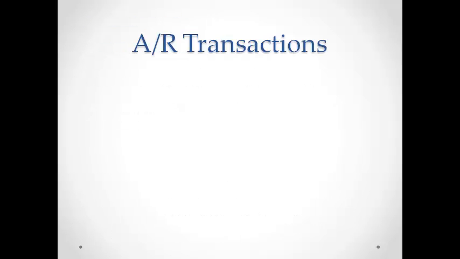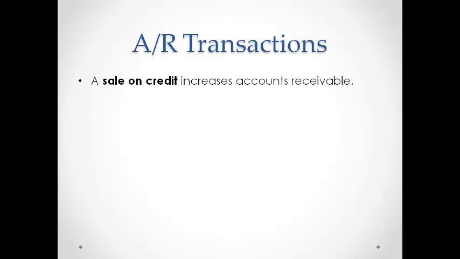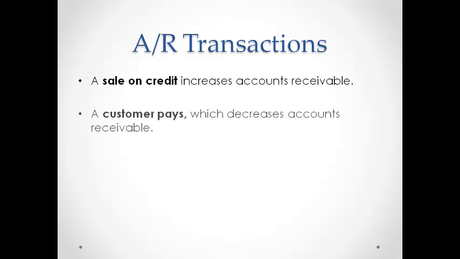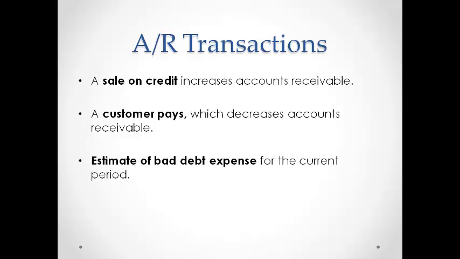There are 4 main transactions that are related to accounts receivable. A sale on credit creates and increases accounts receivable. Hopefully the customer pays and cash is exchanged for the accounts receivable. However, all customers do not pay everything owed, and an estimate of bad debt expense must be recorded in the period of the sale.